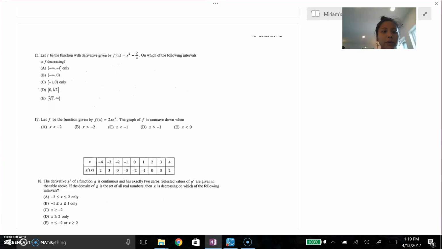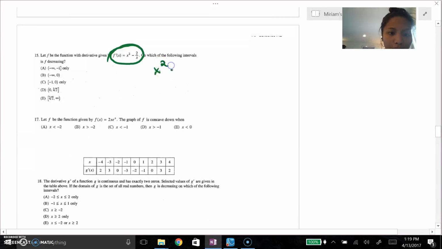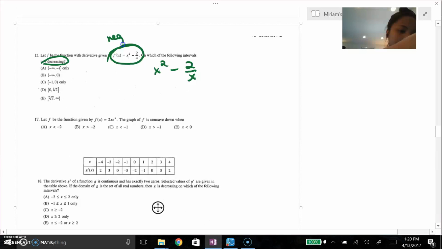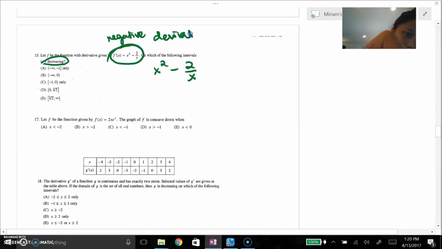Okay, so f is the function or the derivative given by this. We have x squared minus 2 over x. And we want to find where f is decreasing. That means the derivative has to be negative. So we know the derivative is x squared minus 2 over x. We set it equal to 0 first to find the critical points.